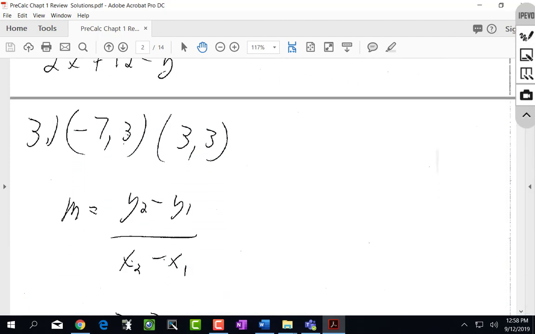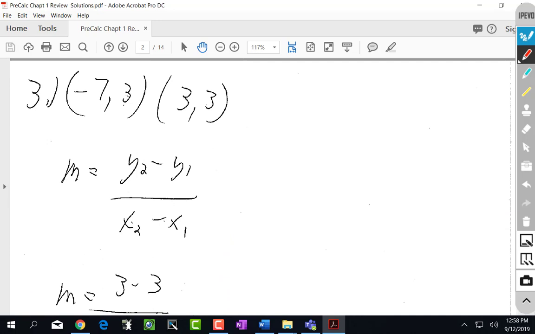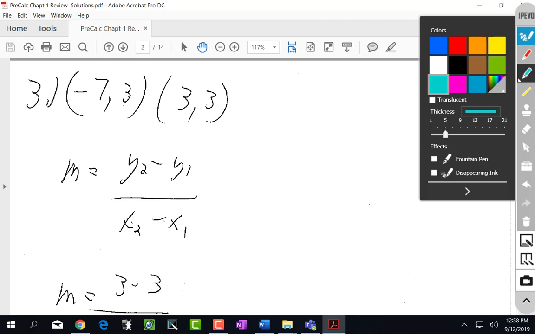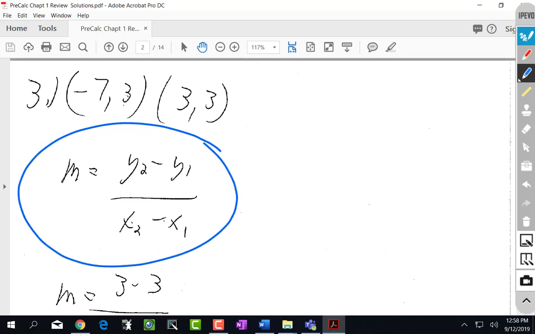Okay, on this next problem, number 3, it says find the slope of the line passing through the pair of points. I got negative 7 and 3, and 3 and 3. So I just need to go ahead and use my slope equation. So here's my slope equation. I just take the second y minus the first y, all over the second x minus the first x. So substituting those numbers in.